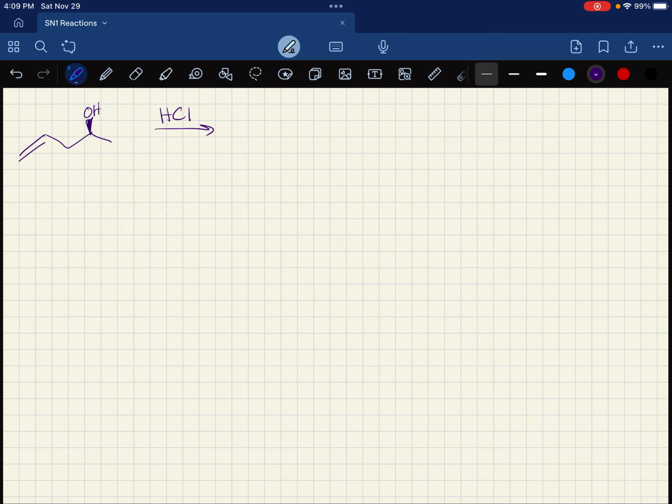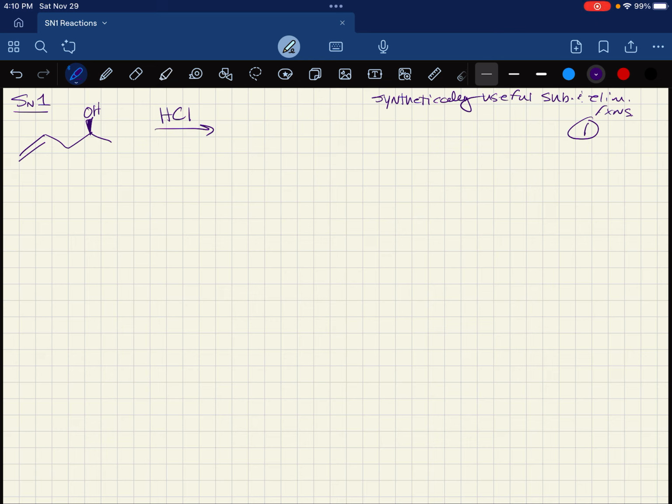This will be an example of an SN1 reaction. And this is from one of the examples from the list in Blackboard, which is called Synthetically Useful Substitution and Elimination Reactions. And this is an example of reaction 1.